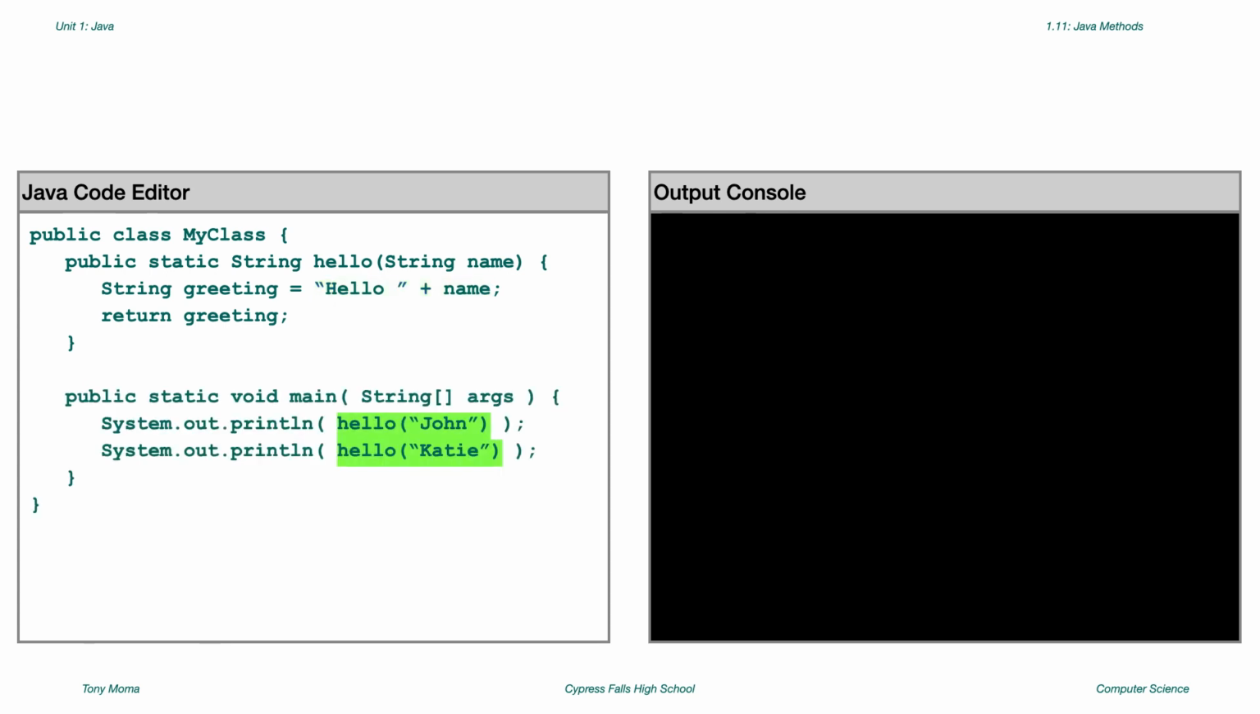Let's observe a couple of examples of this method being used inside our main method. In the first example, we pass the name John as a parameter. John gets concatenated with the word hello. Hello John gets returned by the method, and thus hello John gets printed out to the screen. In the second example, Katie gets passed as a parameter to the method. Katie gets concatenated with the word hello. Hello Katie gets returned by the method, and thus hello Katie gets printed out to the screen.